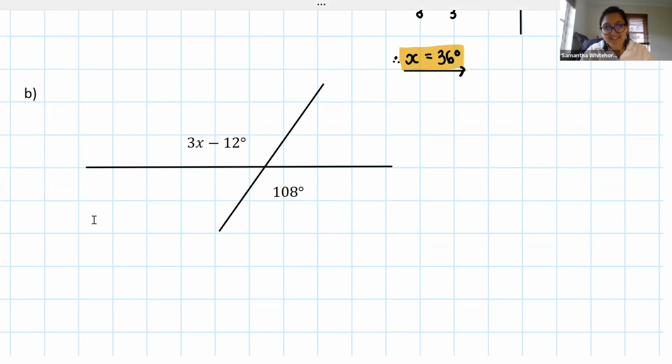Ma'am, the reason we are going to use here is vertically opposite angles. Perfect. And what do we know the relationship between vertically opposite angles are? What are they to each other? They are both equal. Perfect.